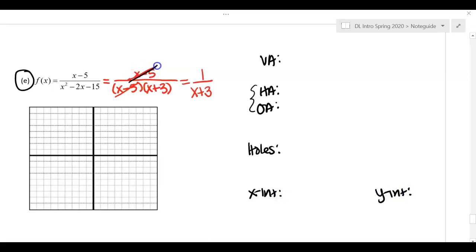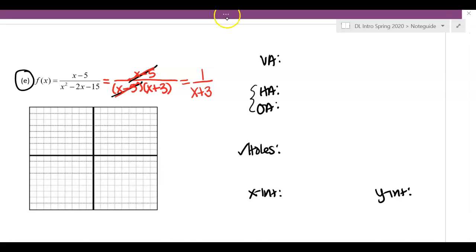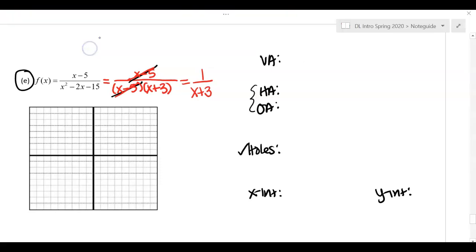So the fact that this canceled out means that we do have a hole. Now you have to remember how we find the hole. What we're doing is first asking ourselves, that factor that you canceled out, what x value would make it equal to 0? So we're kind of going, when would x minus 5, that's what I canceled out, equal 0? And the answer to that is 5. So what you've just found out is that your hole is at a point on the graph where 5 is the x.